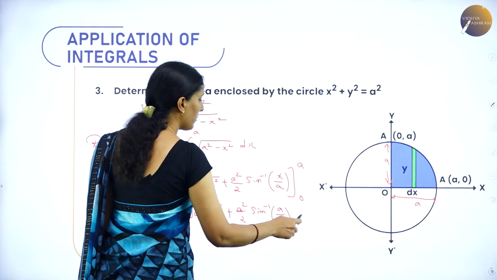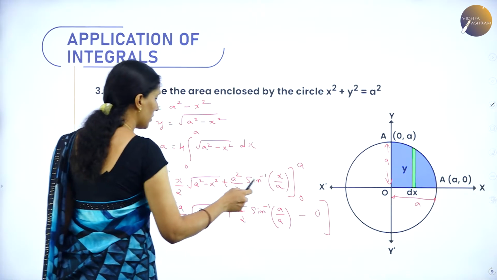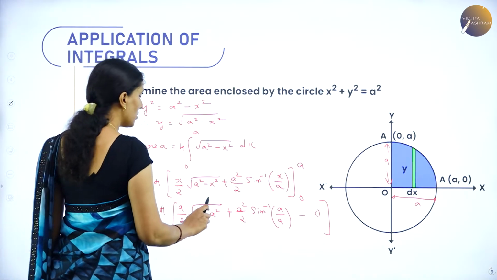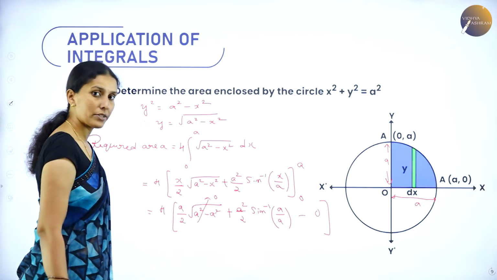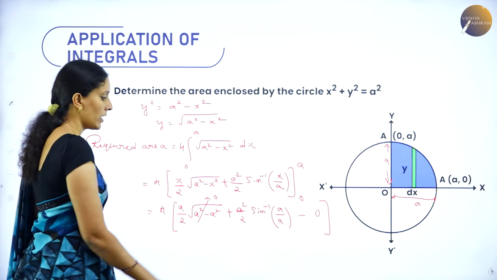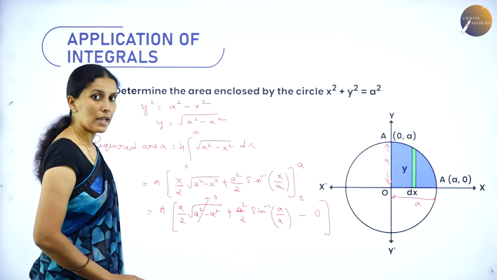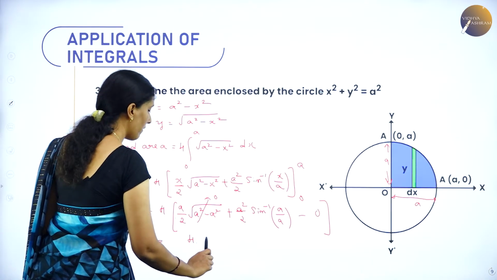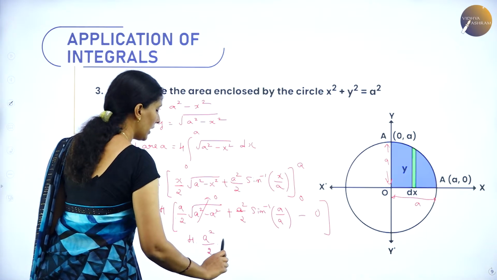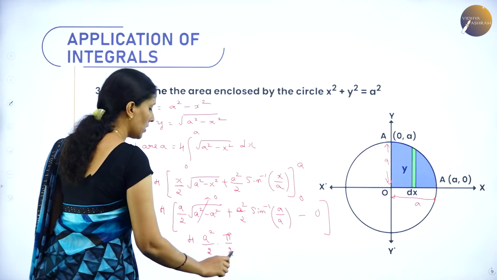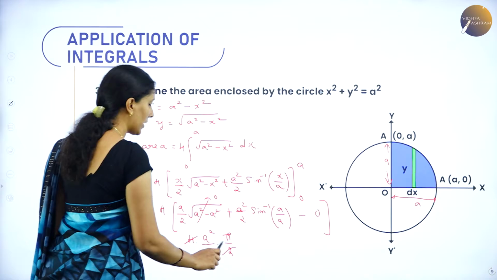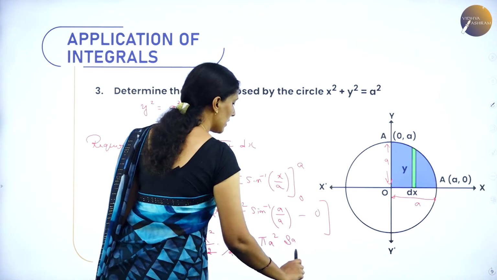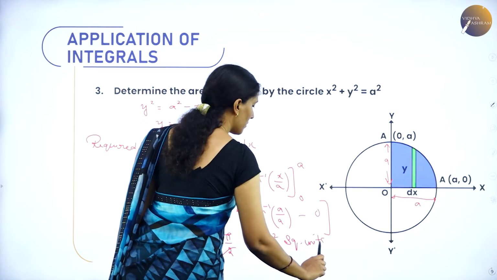If you put the lower limit, it becomes minus 0, because you have all x terms here, which becomes 0. So this term also becomes 0, because a square minus a square is 0. 0 into anything is 0. And here sin inverse a by a is pi by 2. So therefore it is 4 into a square by 2 into pi by 2. So 2 2s are 4, 4 get cancelled. So therefore the area of a circle is pi a square.